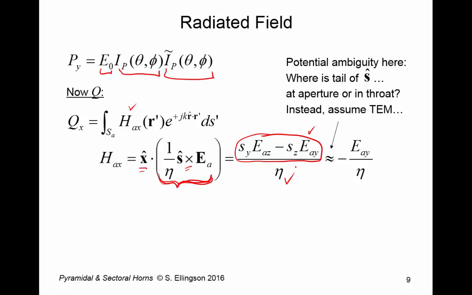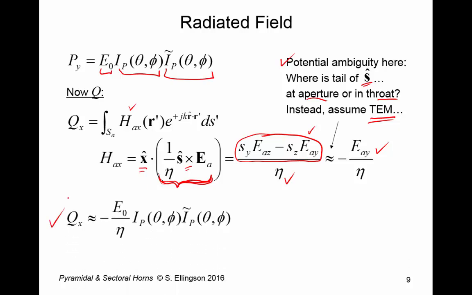But then we have a bit of ambiguity, as I've indicated here, and that's what is, or where is, the tail of the pointing vector. Is it in the aperture or is it in the throat? This is a little bit ambiguous. So to avoid this hassle, we'll simply invoke the transverse electromagnetic assumption. And in that case, the whole expression just simplifies to this, minus the y component of the electric field in the aperture divided by the wave impedance.